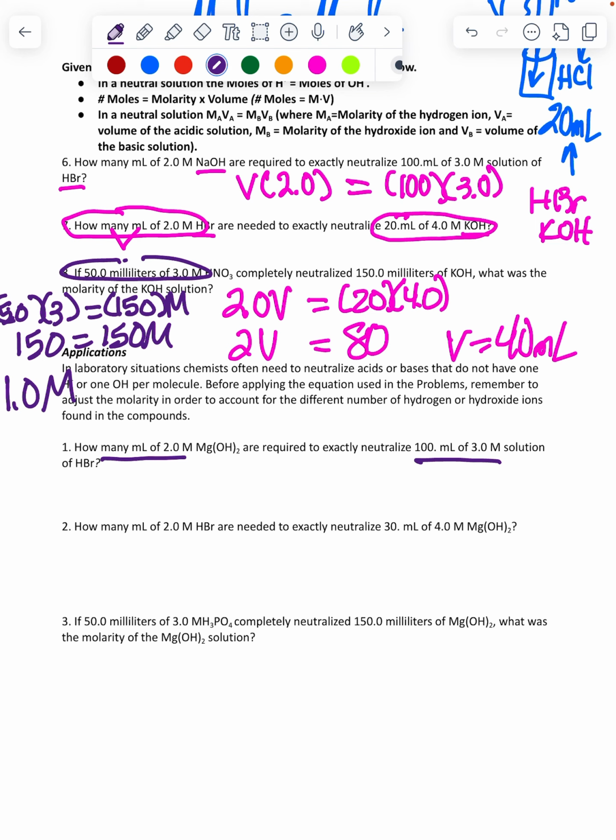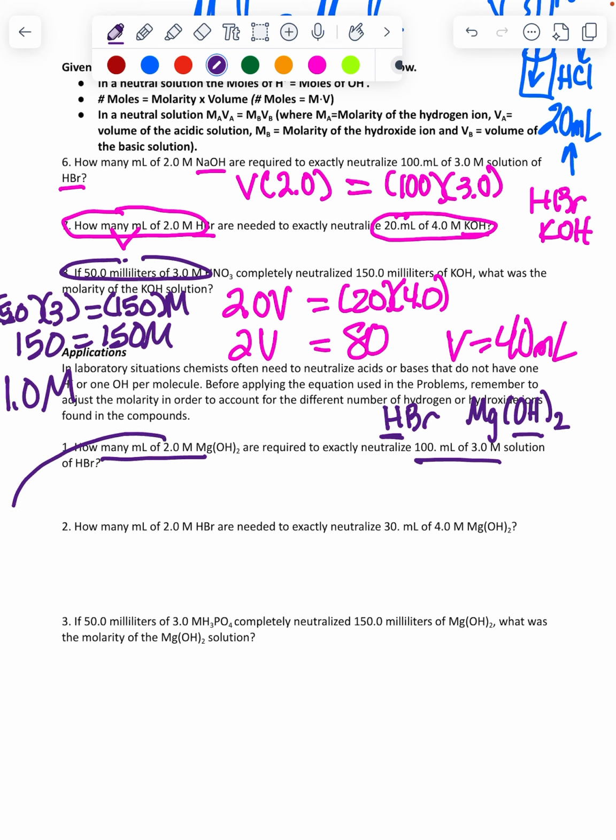So we know that volume and 2 molar go together. We know those two go together. I would like you to notice you have HBr and you have magnesium hydroxide. Now, are these H's and OH's in one-to-one? No, they are not. What does that mean?